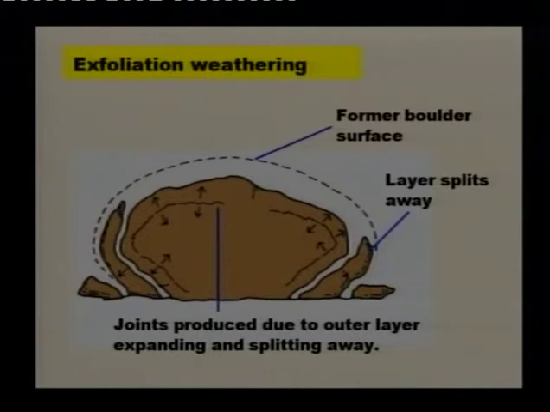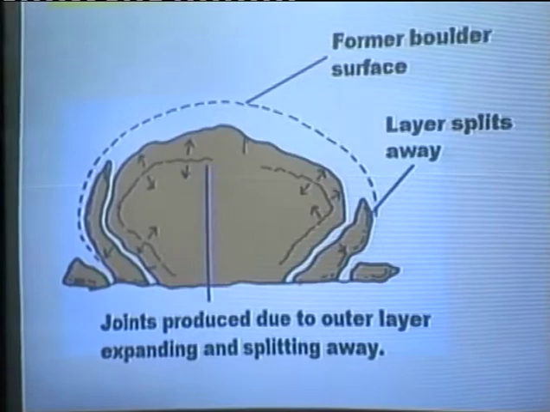I mentioned that the Americans also call this process onion skin weathering or onion weathering because it's just like an onion when it's growing. The brown onions, the round ones, when they are growing, have outer covers. The process can be similar to what we are looking at on exfoliation.